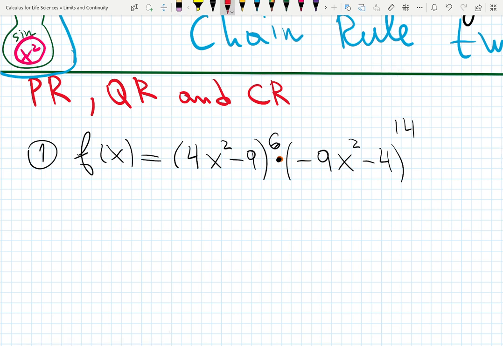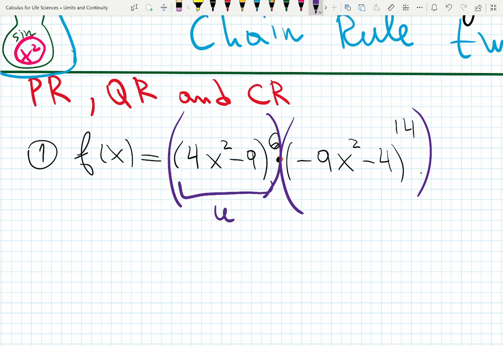Okay, I see (4x squared minus 9) to the 6, and then minus (9x squared minus 4) to the 14. The first thing I notice is product. Product of two functions. How do we choose u and v, you asked? I see like a huge parenthesis like so. And I will choose this to be u and this to be v. And I will proceed, bless you, with the product rule. So it is a product rule. For now, I don't even see what's the problem. I don't see chain rule. It's a product rule. Let's do it.